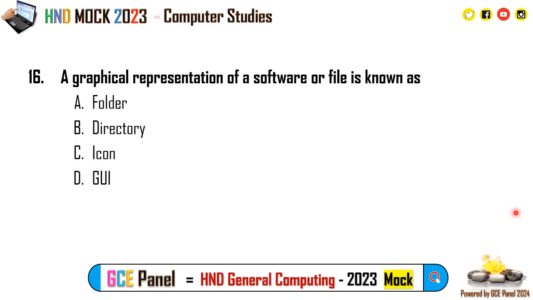A graphical representation of a software or file is known as, from the word graphical representation, so this is known as an icon, okay? This is an icon. All those small things that represent programs or folders, whatever on your computer desktop, those are icons. You can equally have icons in other places. Question 17.